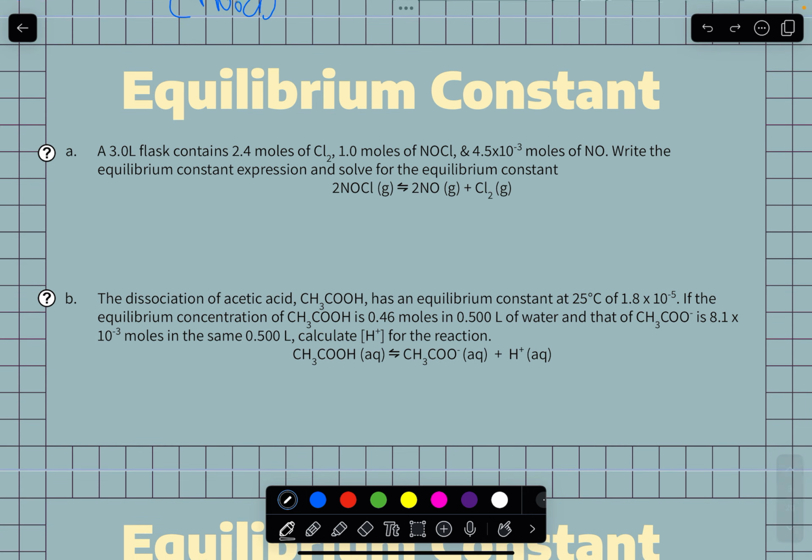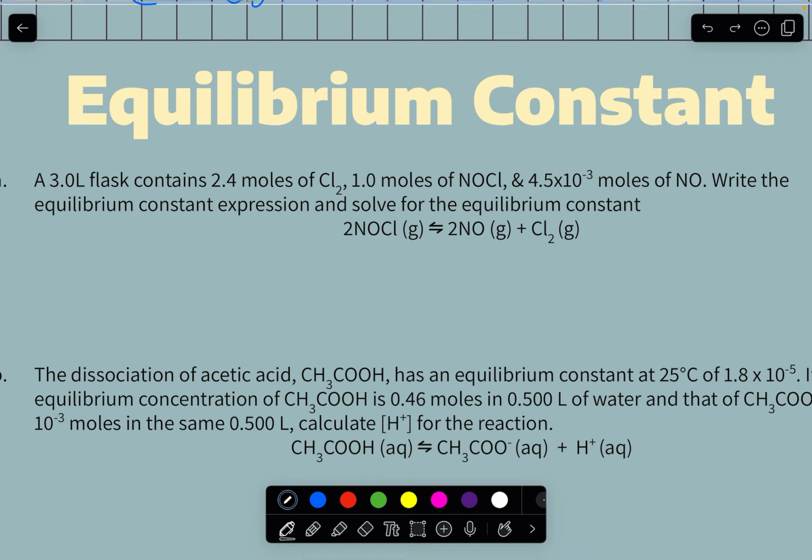Okay, so let's do a couple examples where we actually solve for Kc, or we use Kc to solve for a concentration. Okay, so for A, we have a 3-liter flask, contains 2.4 moles of Cl2, 1 mole of NOCl, and 4.5 times 10 to the negative 3 moles of NO. Write the equilibrium constant expression. So we're going to write the constant expression, and we're going to solve for the equilibrium constant. We're going to do two things.